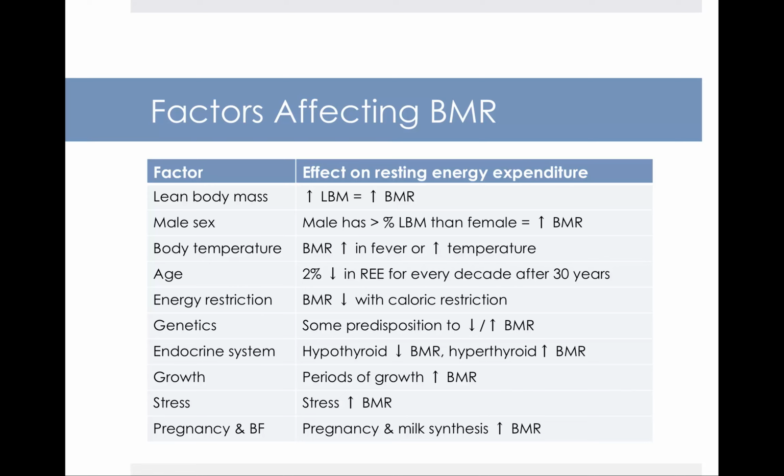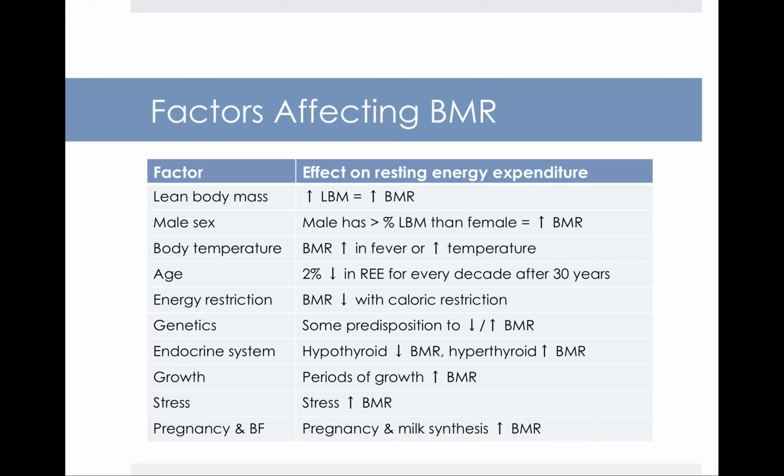A couple of other things can affect your basal metabolic rate. The greater the percentage of lean body mass you have, the higher your basal metabolic rate is. It takes more fuel to fuel a pound of muscle than it does to fuel a pound of fat. Fat doesn't do a whole bunch, it just sits there. Muscle's constantly working. You burn more calories working on muscle than working on fat. Males have a greater percentage of lean body mass than females, so they almost always have higher basal metabolic rates.